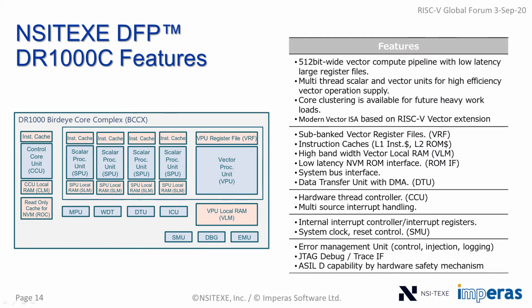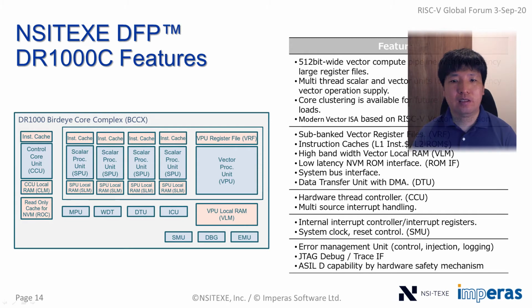The vector unit is configured in 512-bit wide configurations, and it has large register files. In larger configurations, the units in this set are clustered together.